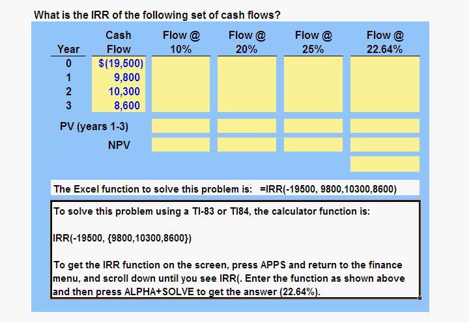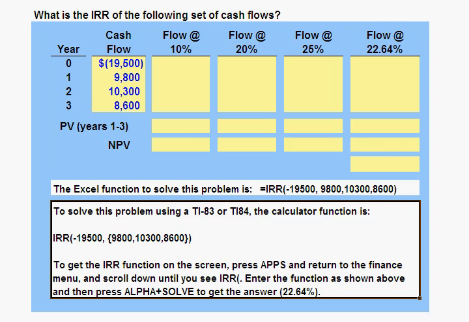To solve this function using our financial calculator, either a TI-83 or a TI-84, we use the following function. First, to get to the IRR function, we would need to press Apps and select the Finance menu. Scroll down until you see IRR, then enter the function as shown above. Notice it is IRR parentheses negative 19,500 followed by a comma, then bracket $9,800, comma, $10,300, comma, $8,600, close bracket, close parenthesis. After you've entered the function, enter alpha plus solve, and we find an IRR of 22.64%.